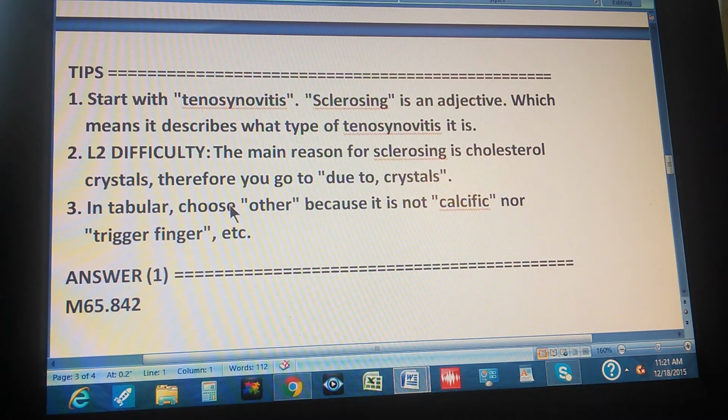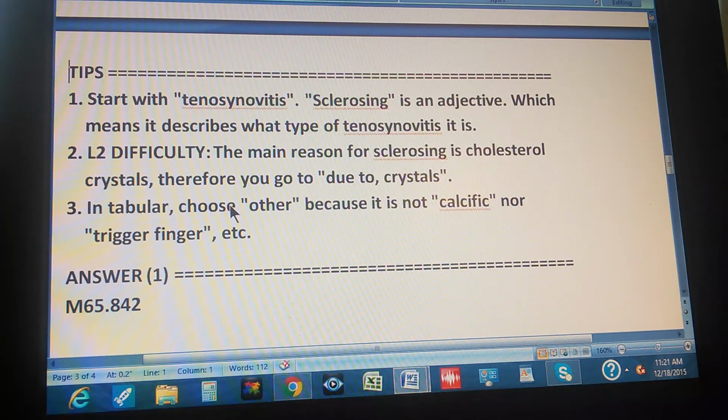Now, tip number 2 is that this is a level 2 difficulty. Why is it difficult? Because the main reason for the sclerosing is cholesterol crystals. That's something that you have to know from your physiology and anatomy. Therefore, when you're looking in the path, you have to go to due to crystals, because the cholesterol crystals are what causes the sclerosing. So that's why it's a level 2.